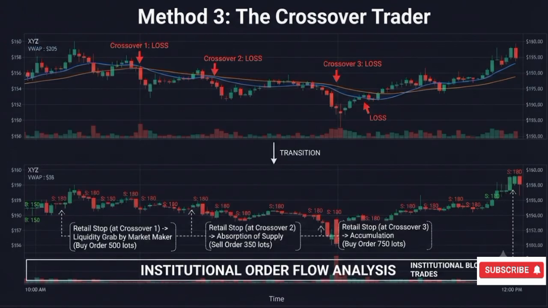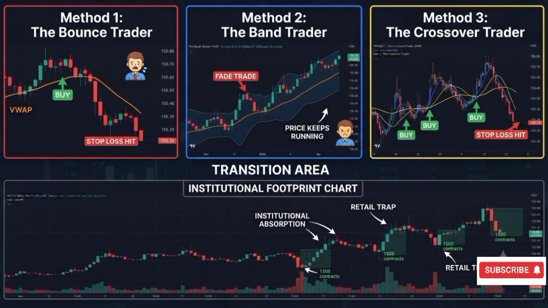Method 3, and this is the most dangerous one, the VWAP crossover trader. You wait for price to cross above VWAP, you go long. Cross below, you go short. You're literally trading a lagging indicator, as if it's a leading one. You're entering after the move has already happened, and you're surprised when you get chopped to death in the first hour.